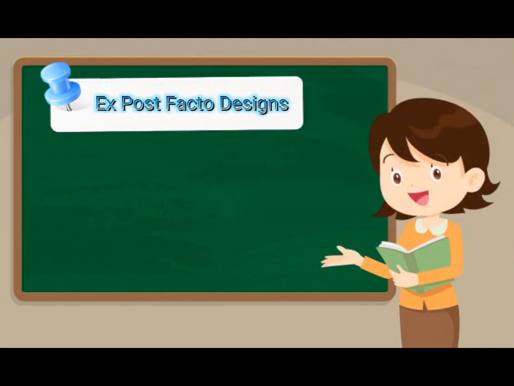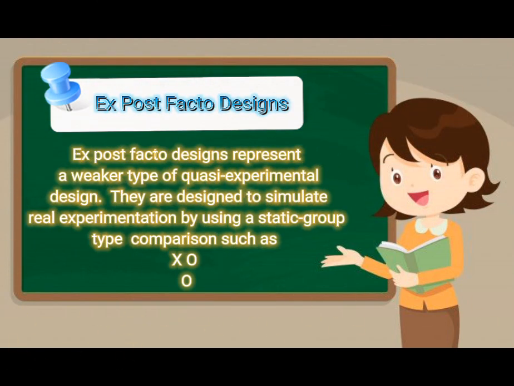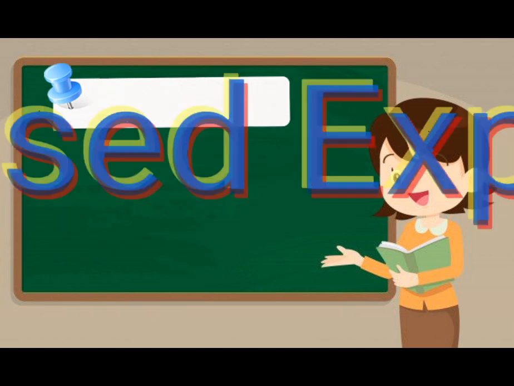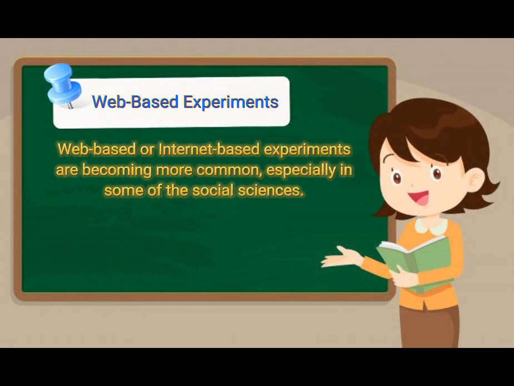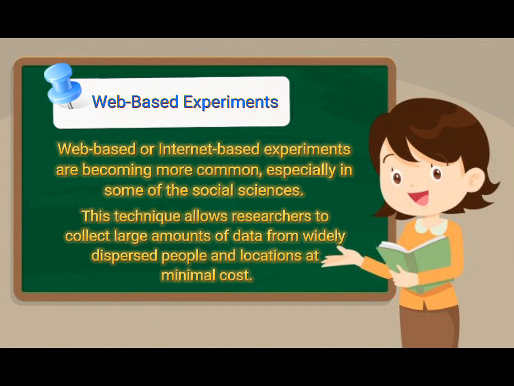Ex post facto designs. Ex post facto designs represent a weaker type of quasi-experimental design. They are designed to simulate real experimentation by using a static group type comparison such as XO O. Web-based experiments. Web-based or internet-based experiments are becoming more common, especially in some of the social sciences. This technique allows researchers to collect large amounts of data from widely dispersed people and locations at minimal cost.